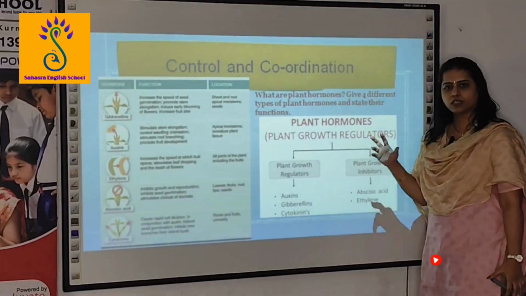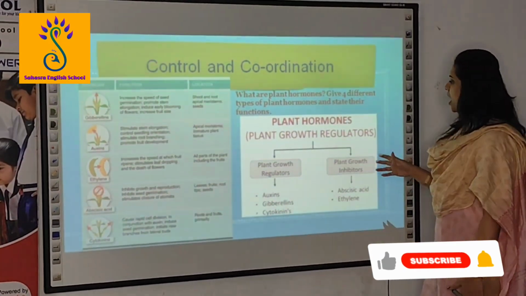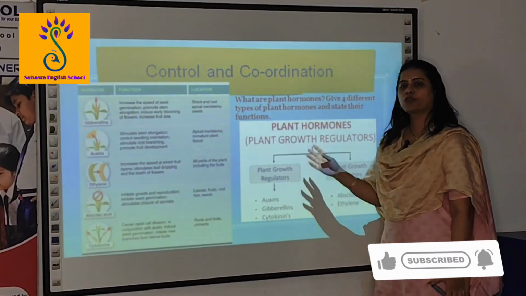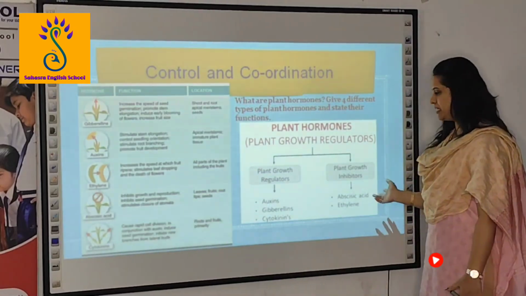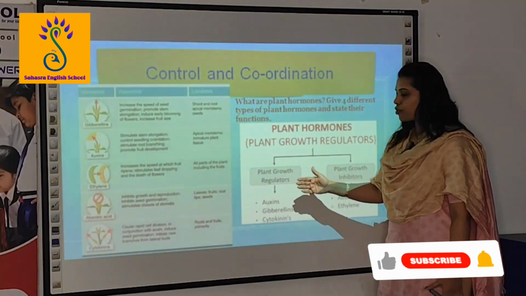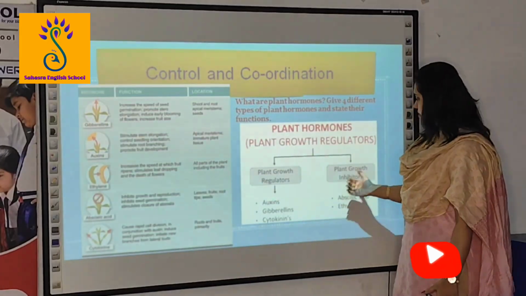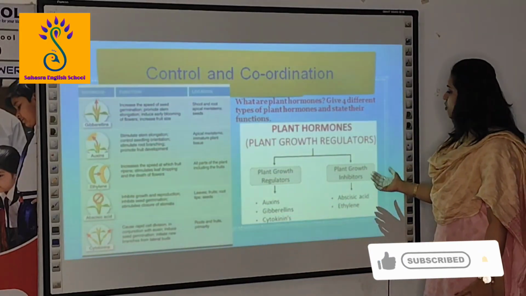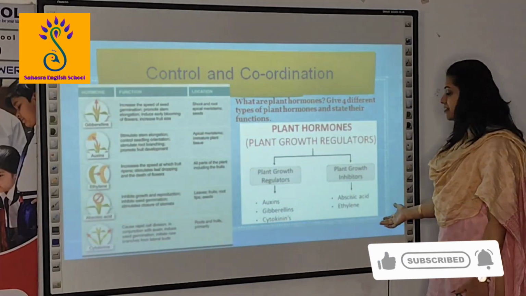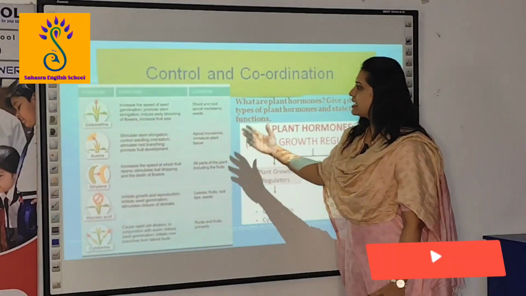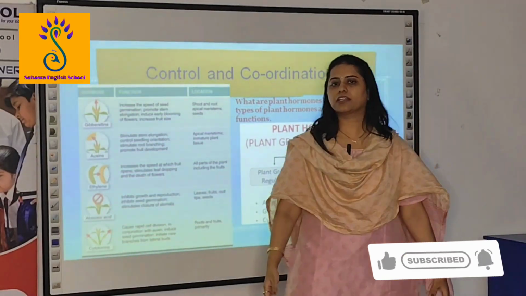Plant hormones are growth regulators. They can be growth regulators or growth inhibitors. Growth regulators are auxins, gibberellins and cytokinins. Plant growth inhibitors are abscisic acid and ethylene. Now we'll see the functions of these plant hormones.